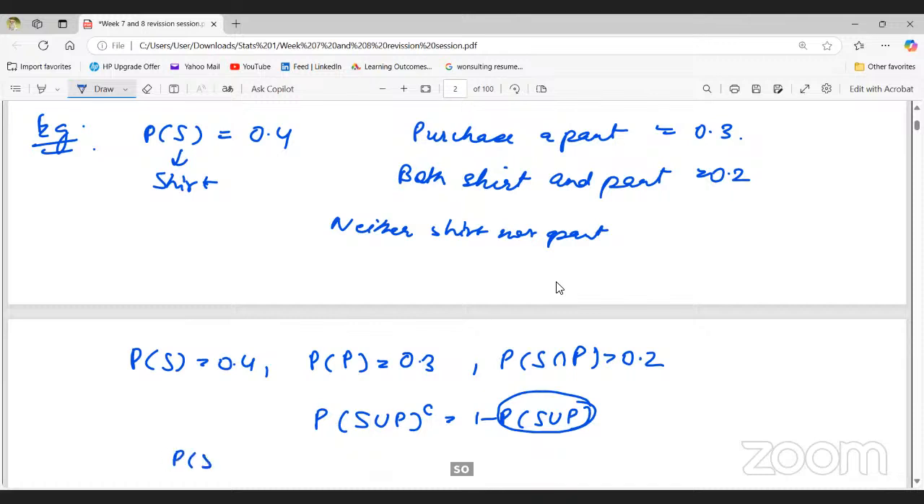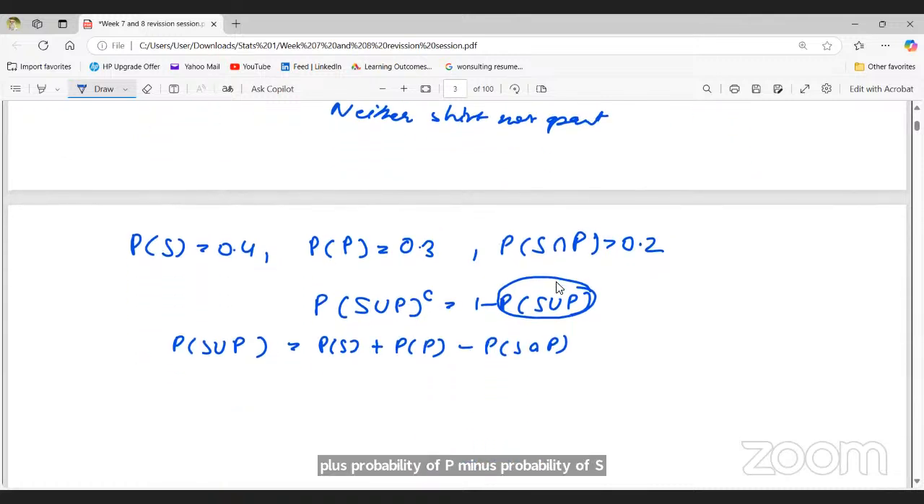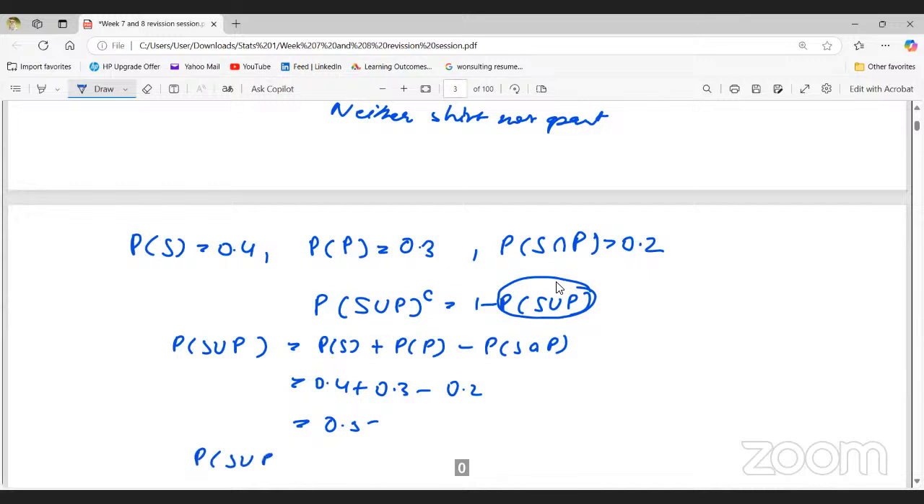Now, first of all, we will calculate S union P. So this will be equal to probability of S plus probability of P minus probability of S intersection P. So this is 0.4 plus 0.3 minus 0.2, which is equal to 0.5. So the probability of neither shirt nor pant is 0.5. Everybody got the concept? Yes, ma'am.